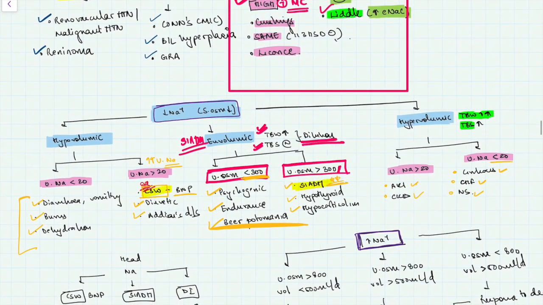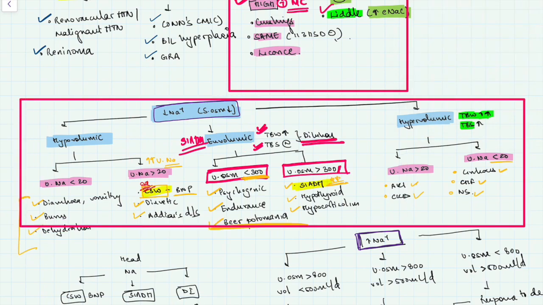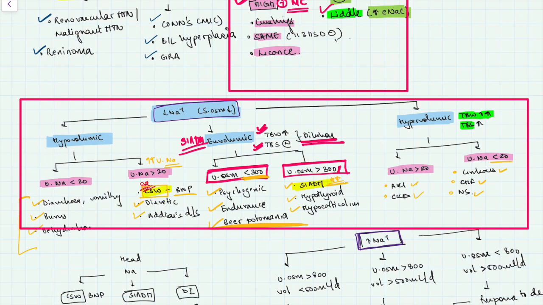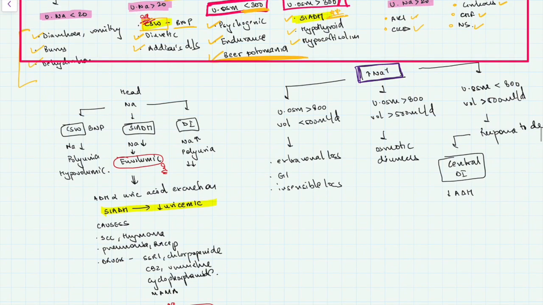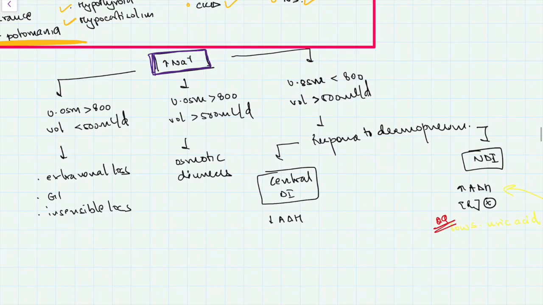So this table is very important and you can revise this table, add it to your notebook as well for quick revision of causes of hyponatremia, right. Then next we have hypernatremia.